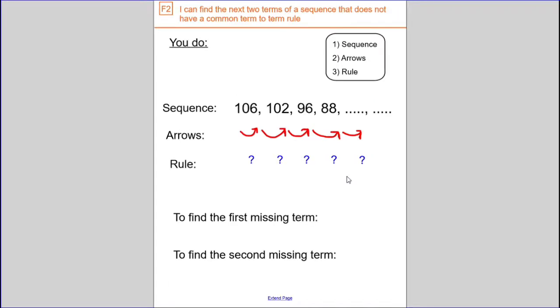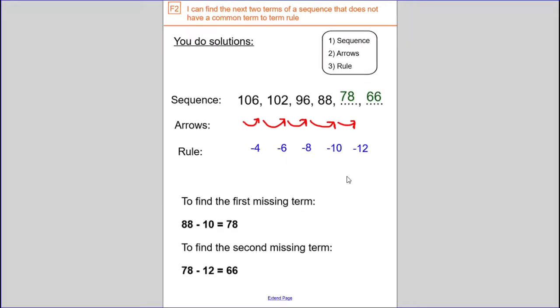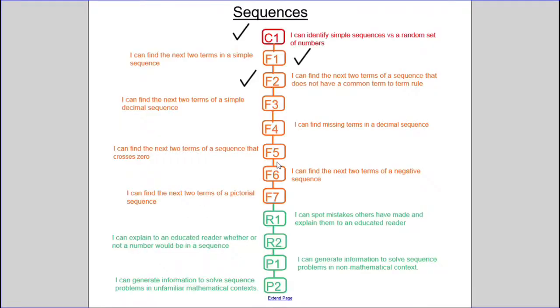Here's a question for you to try. Pause the video here. Okay, here's the solutions. Make sure that you self-assess your work before moving on. So we can see that we were subtracting 4, 6, 8, 10, and 12, and so on each time. And notice that we are subtracting 2 from the previous term-to-term rule. And that's the end of F2, and we are now ready to move on to F3.